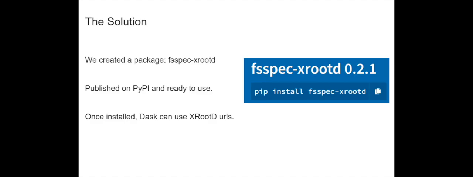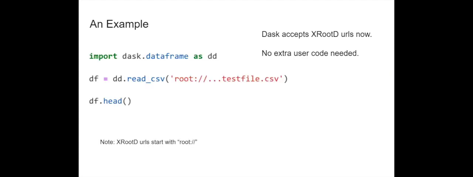So the solution to this problem was to create a package that saves the user the hassle. Once installed, Dask will accept xrootd URLs just as easily as it does any other. Our package is called fsspec-xrootd and is ready to install from PyPI, which is the Python Package Index. So you just type pip install fsspec-xrootd into your console and you've got it.